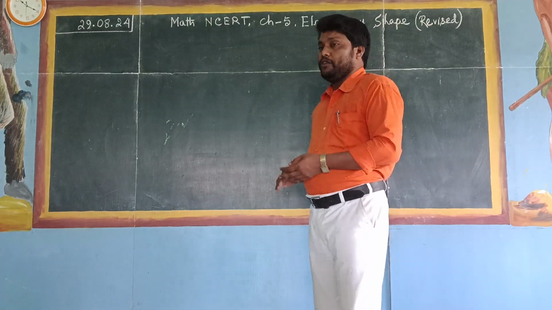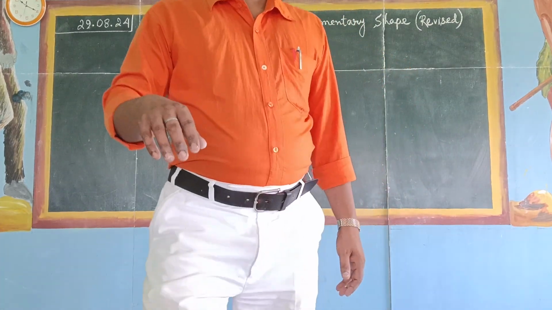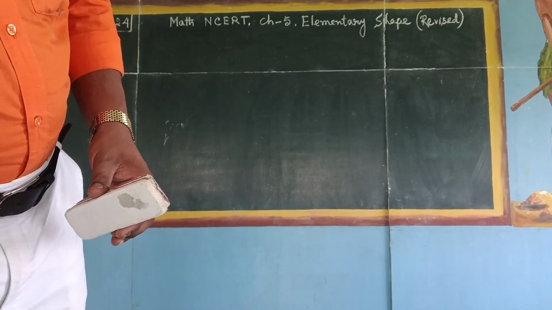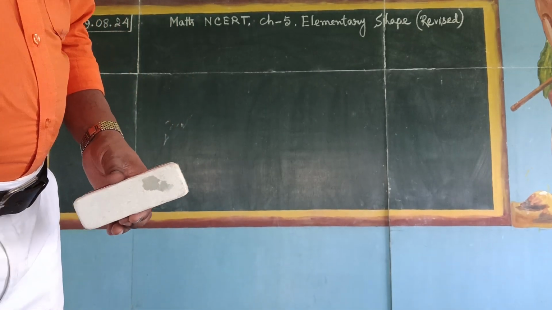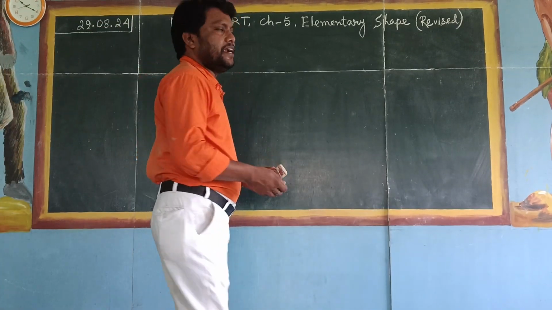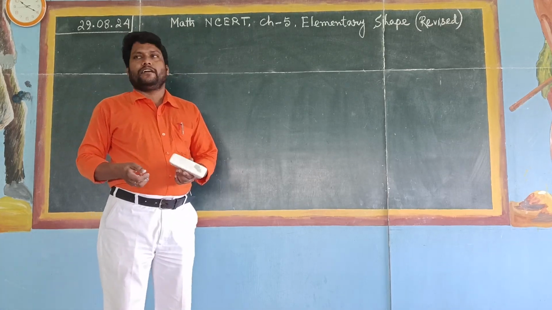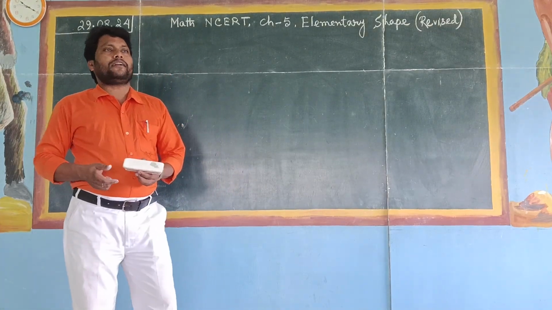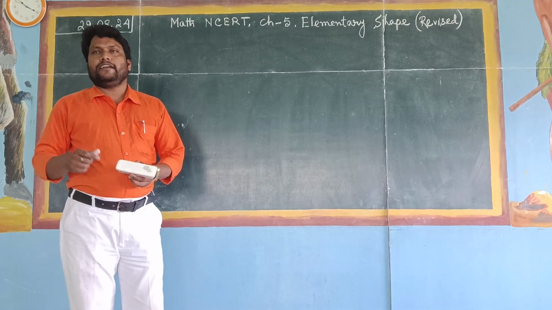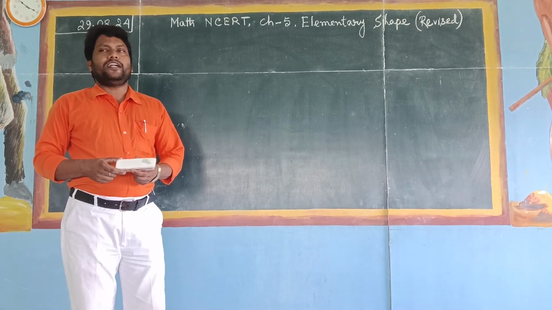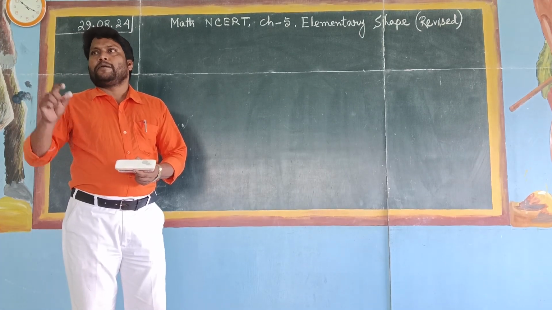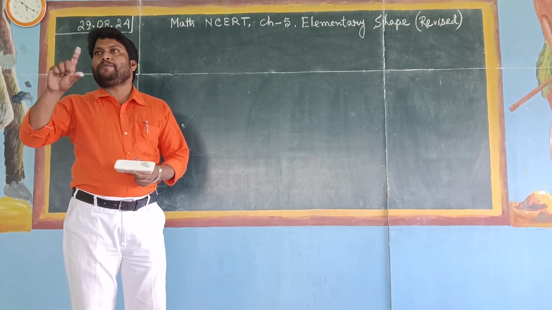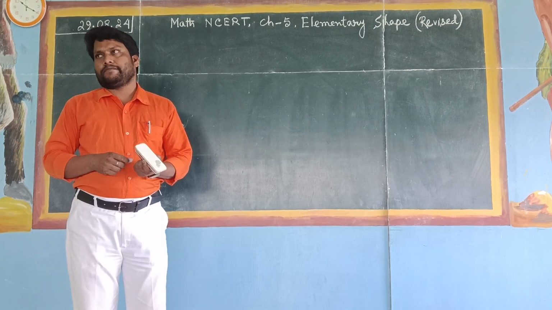Today we will revise from Math NCERT chapter number 5, understanding elementary shape. Understanding elementary shape means this part of the geometry is only for basic ideas of different kinds of two-dimensional figures.